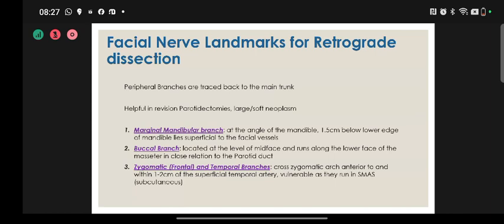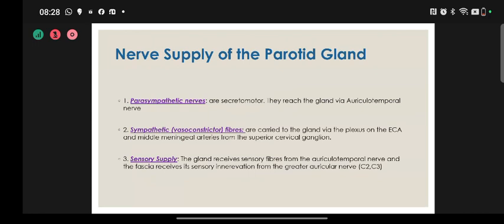submandibular gland. The buccal branch is located at the level of the midface and runs along the lower face of the masseter in close relation to the parotid duct. The zygomatic, frontal or the temporal branches, they're less preferred. They cross the zygomatic arch anteriorly to and within 1 to 2 centimeters of the superficial temporal artery. They are vulnerable as they run superficial in mass and therefore can be injured easily.